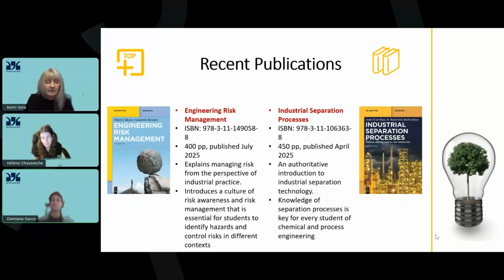I also wanted to quickly mention 2 more books which we have just published now in 2025, just in July and April. Again, 2 very strong books. Industrial Separation Processes. Again, industrial separation is one of the most essential and basic topics in industrial chemistry, so a must read for all students, and this is one of our strongest textbooks. Engineering Risk Management, also a very nice topic and a very nice book.